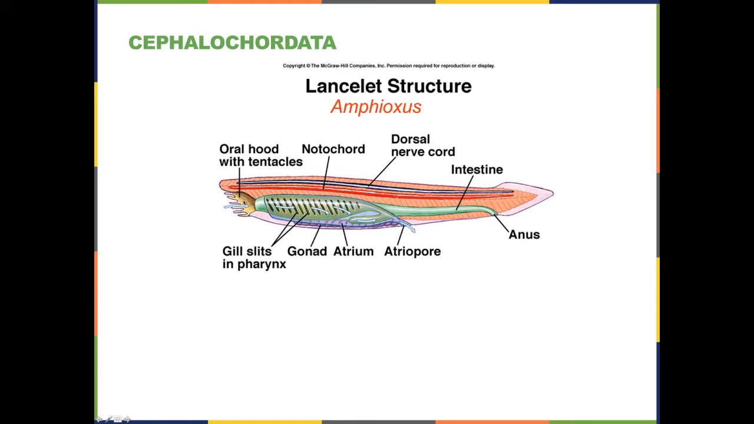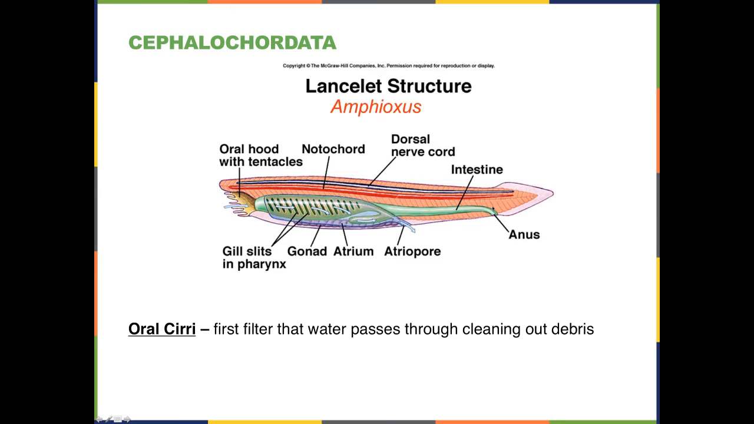It takes in water here, passes through the gills, and then passes out the atriopore here. The digestive tract takes in food in this area, passes through as nutrients are extracted, and then what's left passes out the anus here. So this oral area is called the oral cirri.